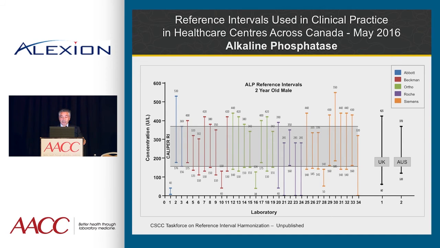These are the recommended harmonized reference intervals by the UK and by Australia. As you can see, they do correlate well with Caliper, although Caliper reference intervals are tighter because they were determined on healthy children. The harmonized reference intervals are based on discussion and basically consensus. They tend to be wider than Caliper.